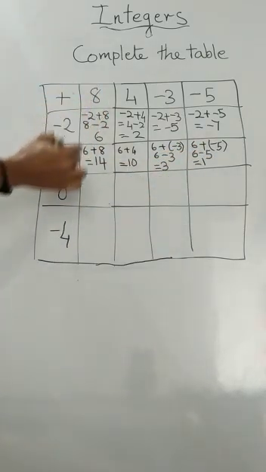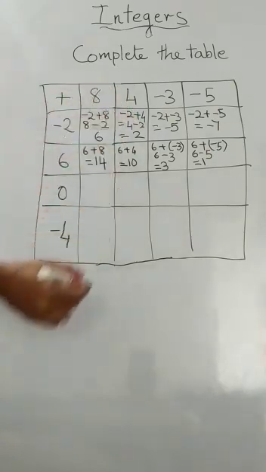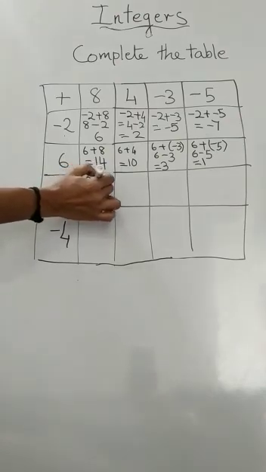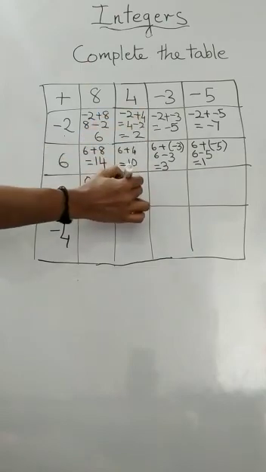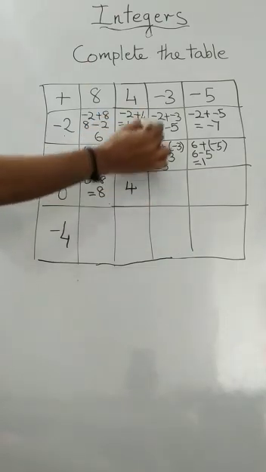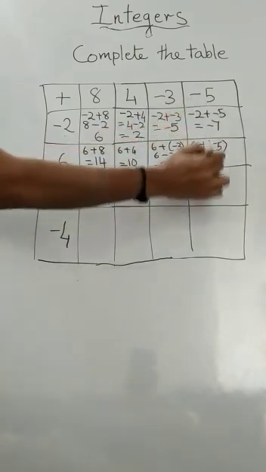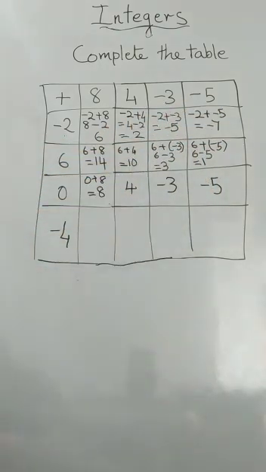Next, 0. You are adding 0 to 8, 0 to 4. If you add 0 to any number, the value doesn't change. That is, 0 plus 8 will be how much? 8. 0 plus 4 will be 4. And 0 plus minus 3 will be minus 3. And 0 plus minus 5 will be minus 5. The value doesn't change. Okay.